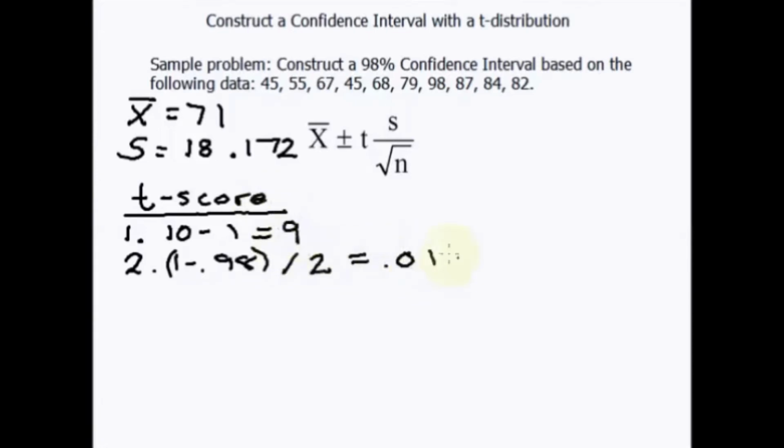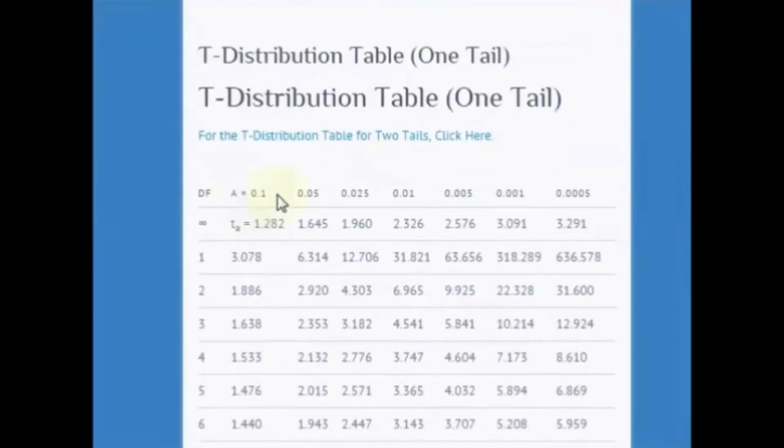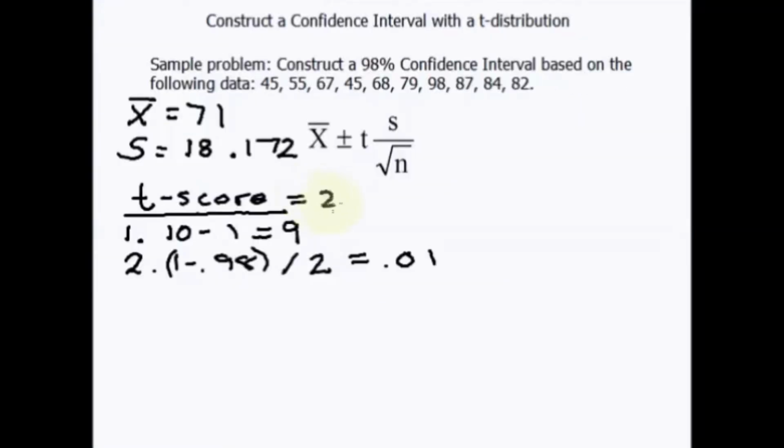We need these two numbers to look up the t-score in the t-distribution table. So I'm looking for degrees of freedom of 9 and an alpha level of 0.01. Here's my alpha level, 0.01. And if I look down to 9 degrees of freedom, here's the degrees of freedom in this column, I get 2.821. So my t-score is 2.821. Now we have everything we need for the formula.